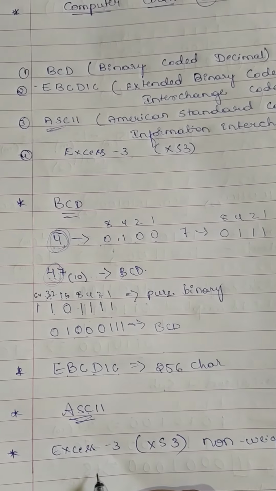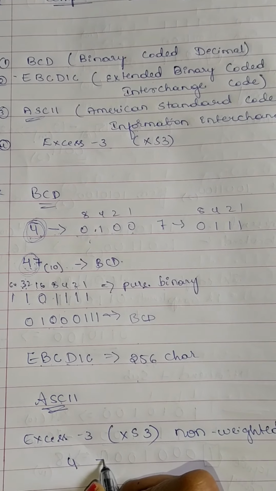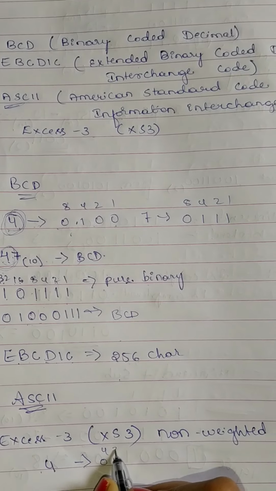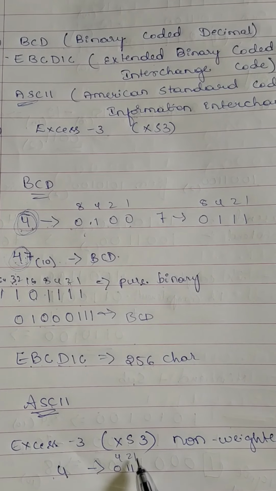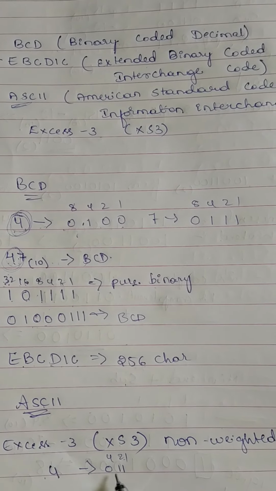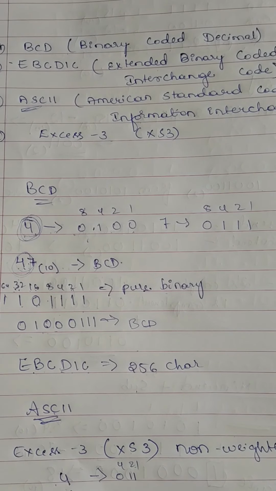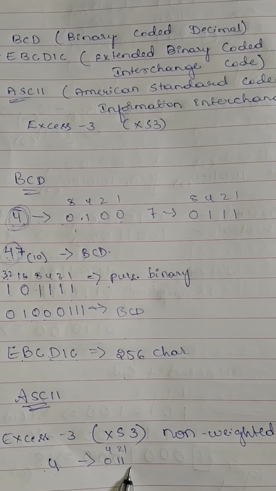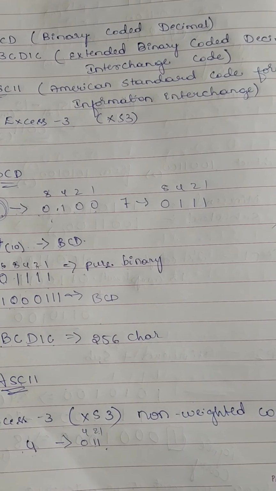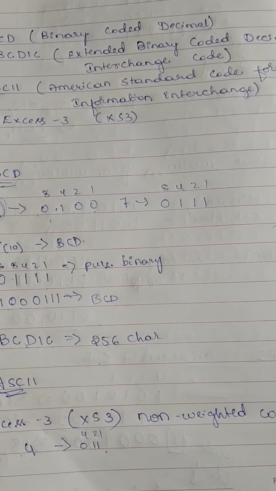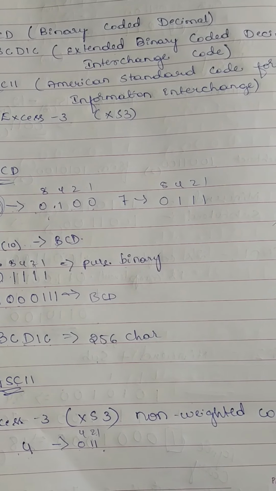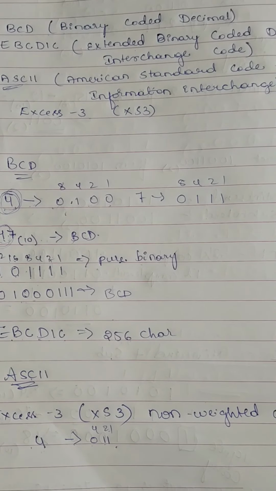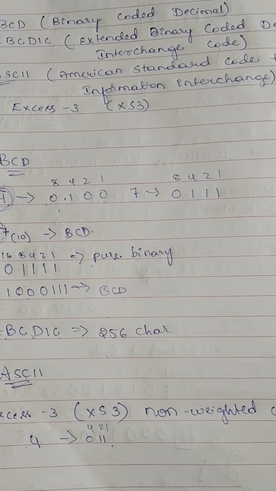So now if there is a value like 4, we are going to add 0 1 1. If we check in the 4 2 1 format, when does 3 come? 2 + 1. Okay, so I need to add this 4 with this XS3 code. Okay, so what is non-weighted code? Code that is not positionally weighted, that is, each position within the binary number is not assigned a fixed value. Okay, so this is regarding XS3 code.